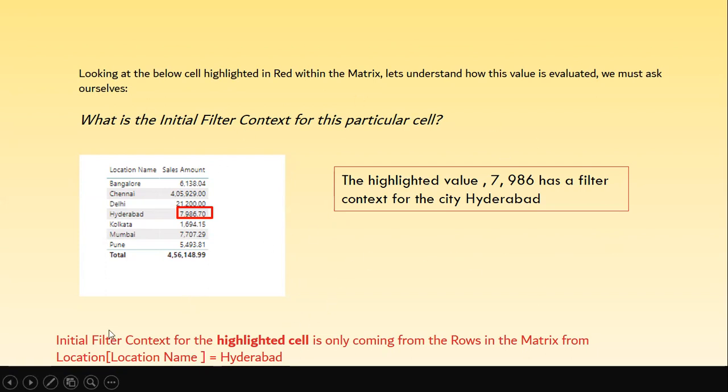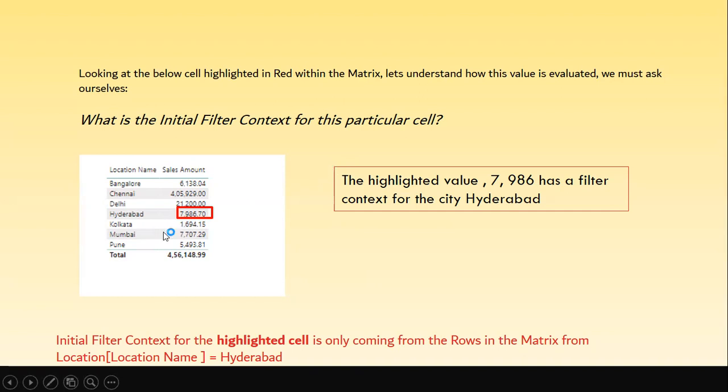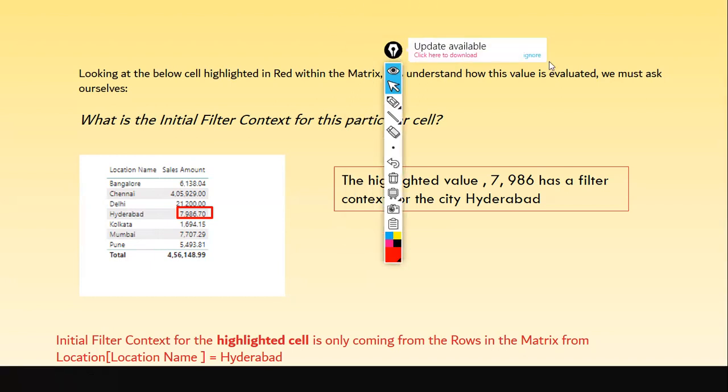So now we can see the initial filter context in these cases. In this case, Hyderabad: the initial filter context for the highlighted cell is only coming from the rows in the matrix, and the location is Hyderabad. Understood? So what is the basis for this? This is a separate table called location dimension. This column comes from your location dimension, and the sales amount comes from your sales fact table.